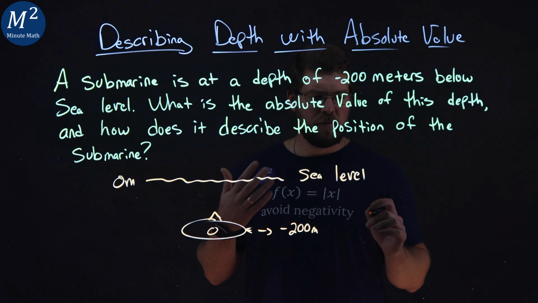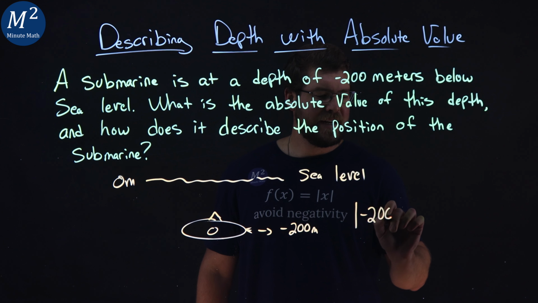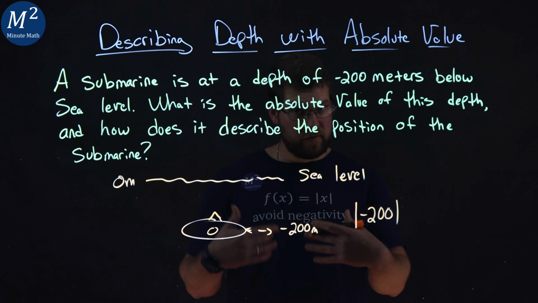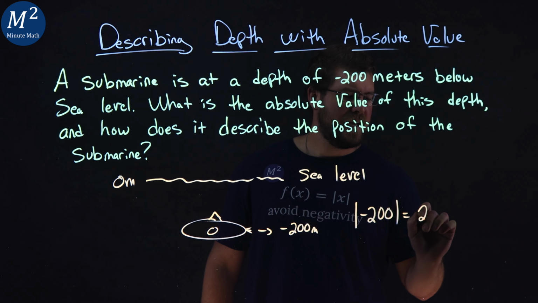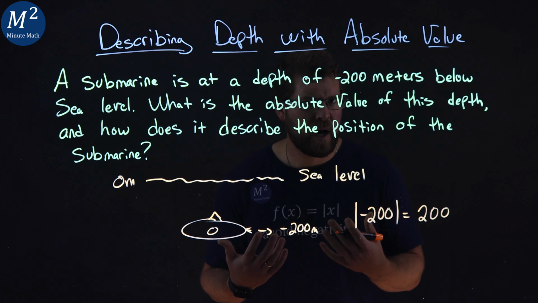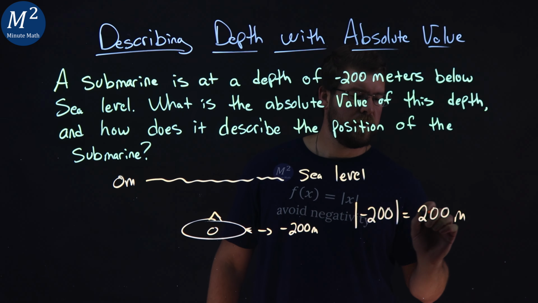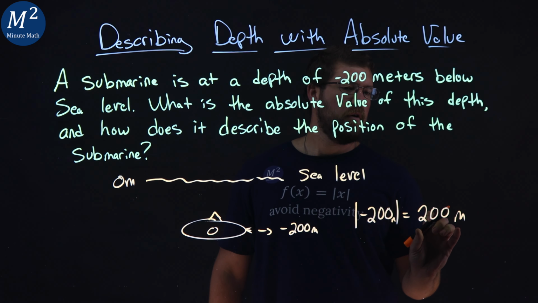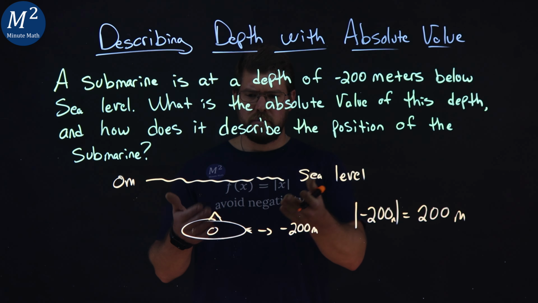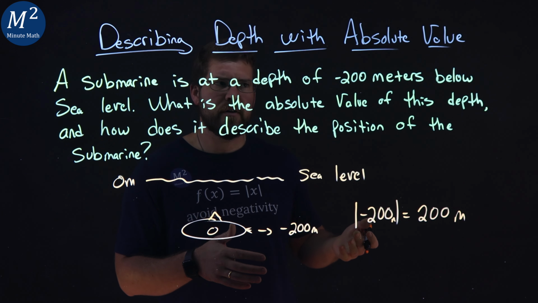Well, what's the absolute value of that? The absolute value of negative 200 is the distance from 0, in this case, distance from sea level, which is 200, a positive. It's always going to be a positive number. So 200 meters. So what does that mean in relationship to the submarine? Why can it be positive?